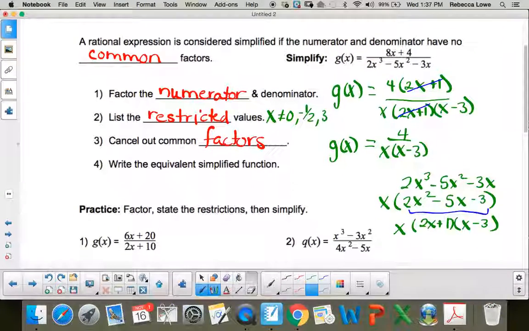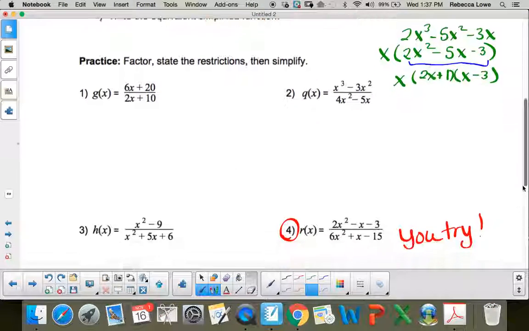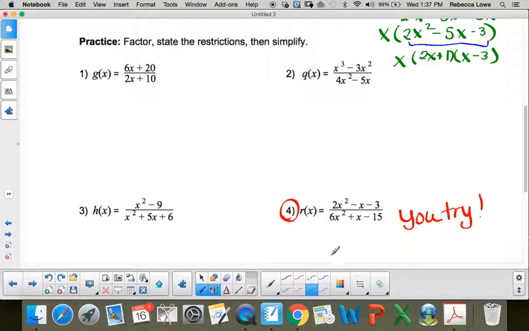All right, so you're going to have a couple of these that you need to do on your own. You're going to try number 4 and number 3 on your own. And when you submit this note, guys, these should be done. It's all about factoring, stating the restrictions, and then simplifying.